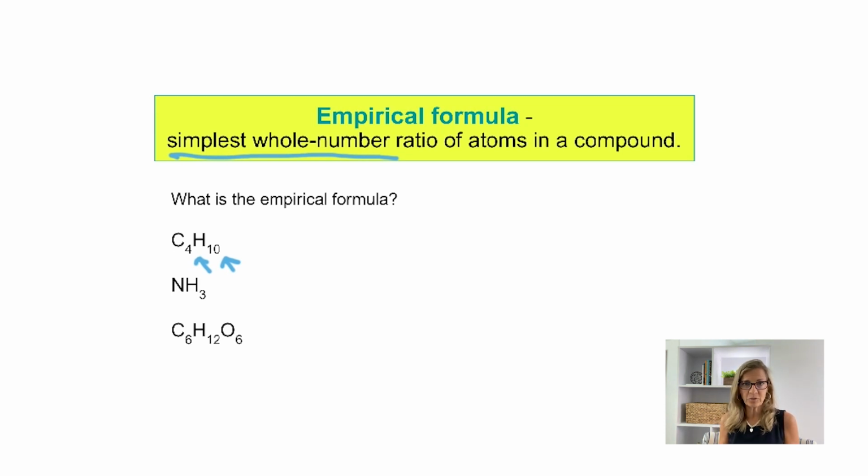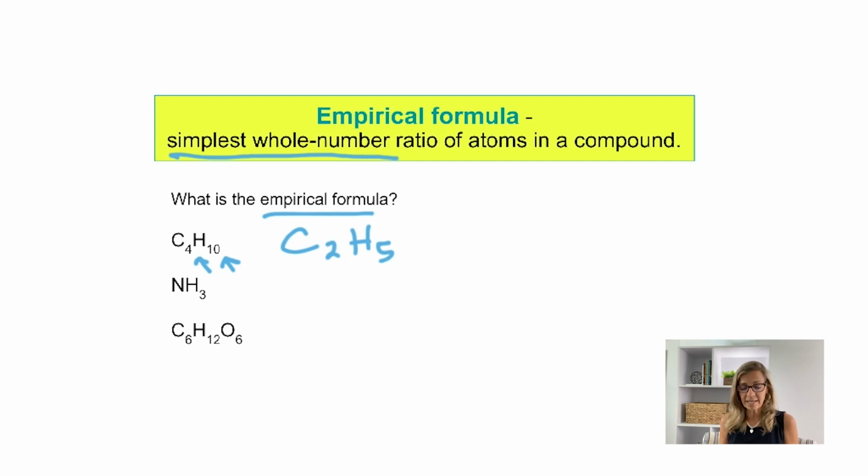Is that the simplest ratio? Carbon to hydrogen, it's 4 to 10. Can we reduce that ratio by something? We can reduce those numbers both by 2. And so if we divide both by 2, we'd get C2H5. This is the empirical formula for this compound.